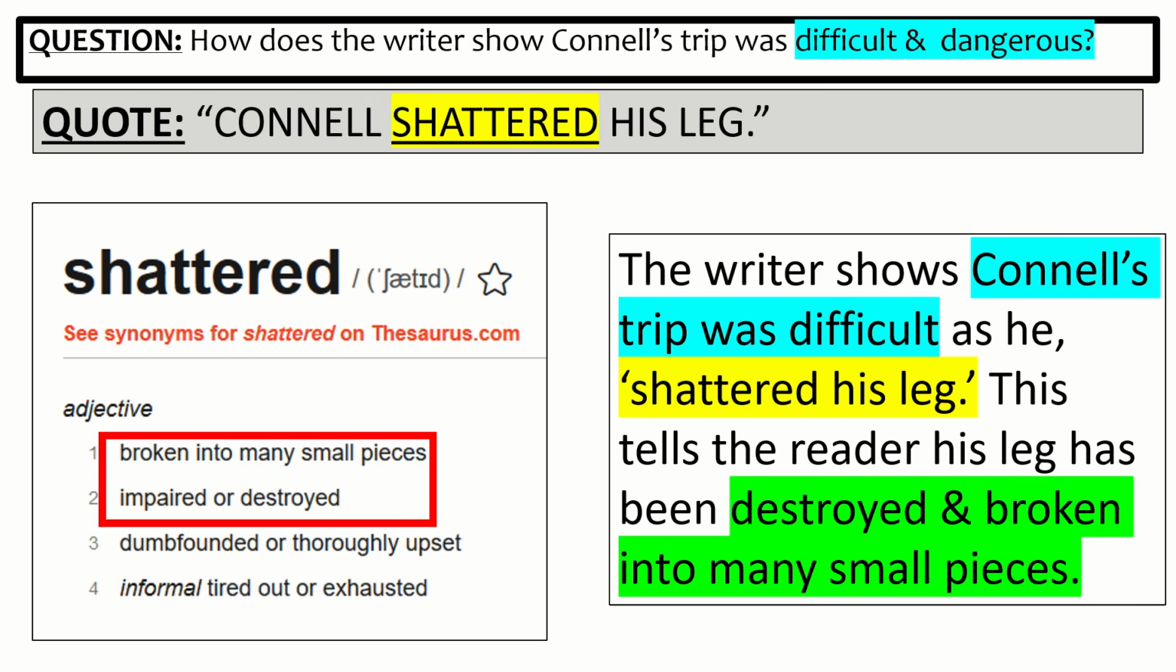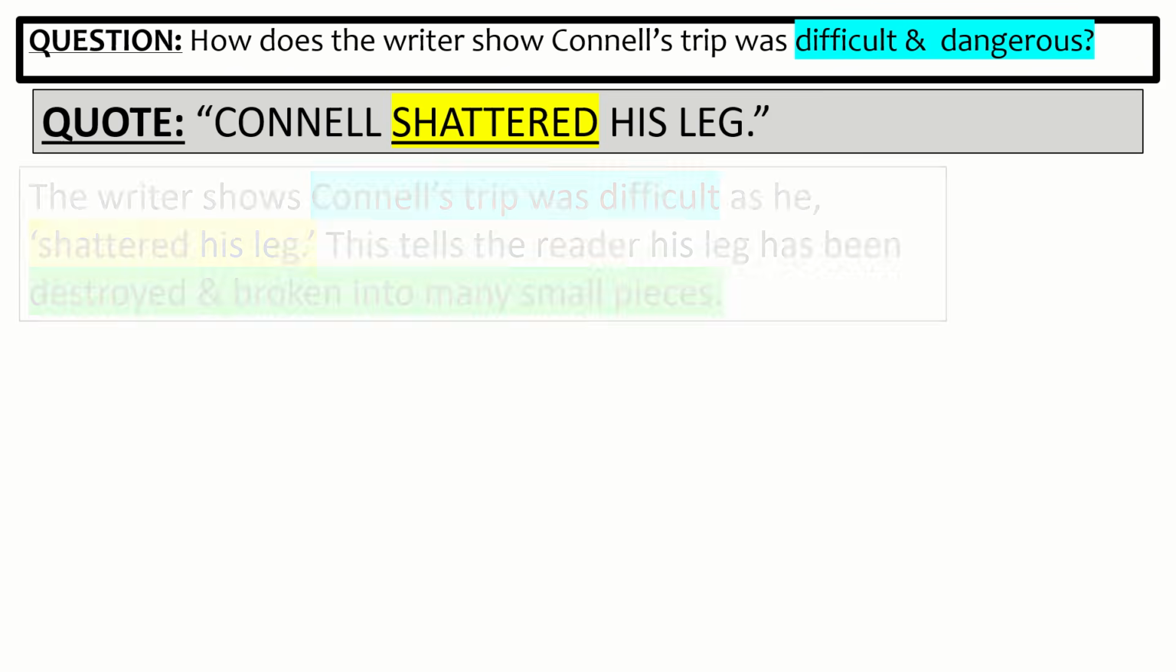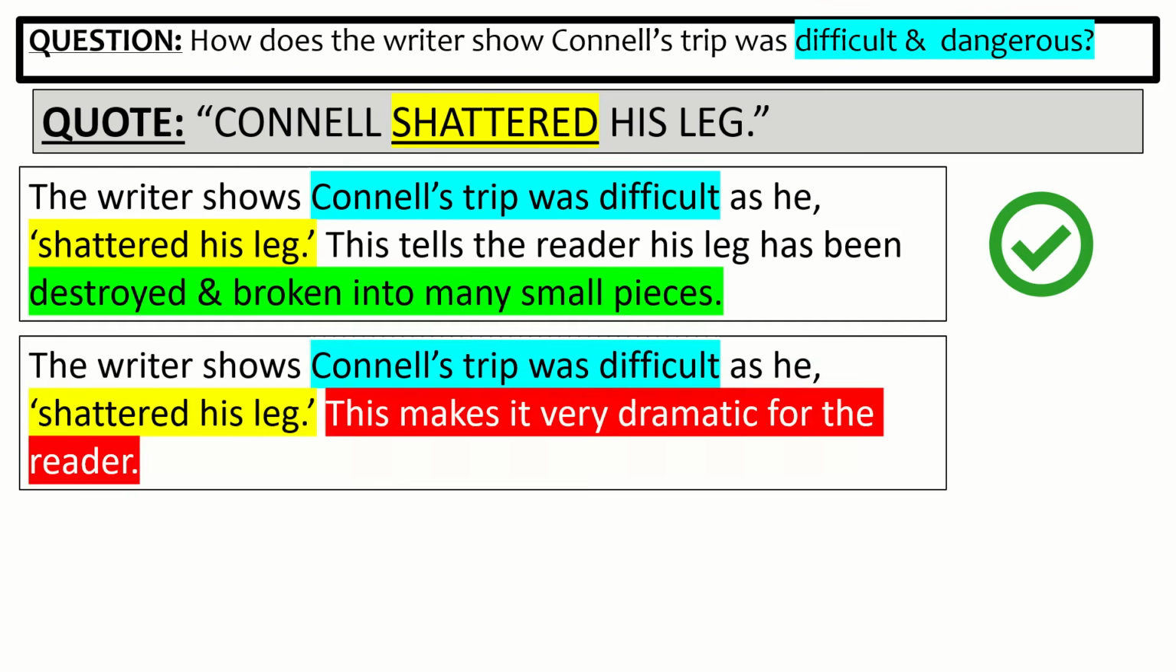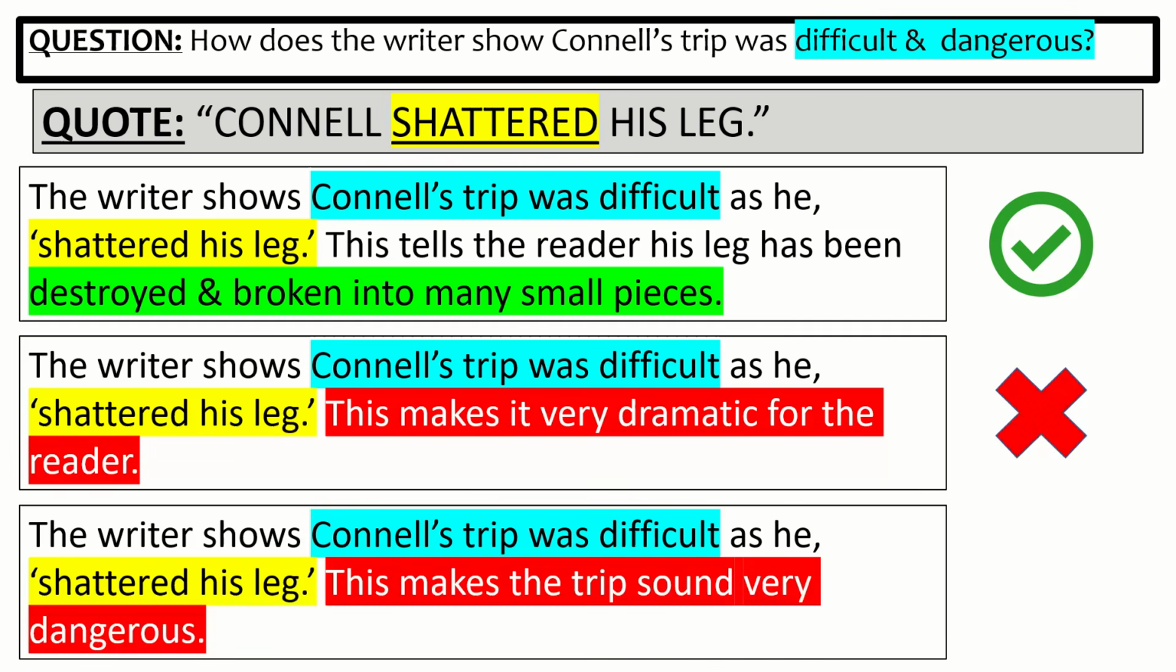I've zoomed into that word shattered over all the thousands of words that could be used. That is what the reader wants to know, that it's destroyed. Okay, so that would get a mark. What grade 3 students tend to do is they write something like, this makes it sound dramatic to the reader, or this makes the trip sound very dangerous, where you're just repeating the quote. Neither of those zoom into the word shattered and tell me why the writer has used it.